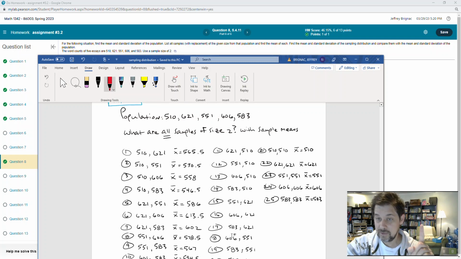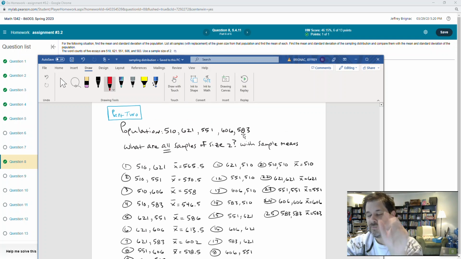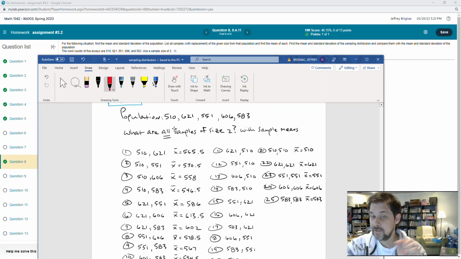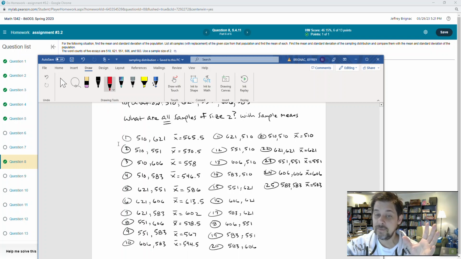And then one more thing. Here, I'll just pick two numbers blindly, right? And so far, these are the possibilities I give you, all right? But I could pick 510 twice. That would also be considered a possible sample of size 2. I could pick 621 twice. I could pick 551 twice. I could pick 6. You get the idea? And I'll calculate the sample means of those. So here's all possible samples of size 2. Okay? That's what's considered all possibilities.